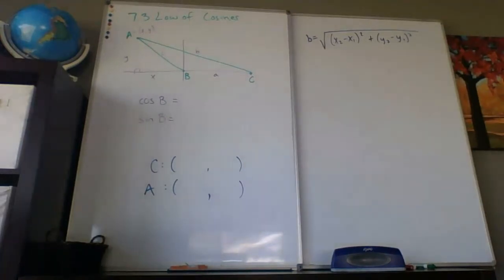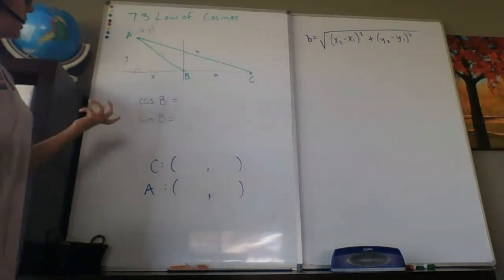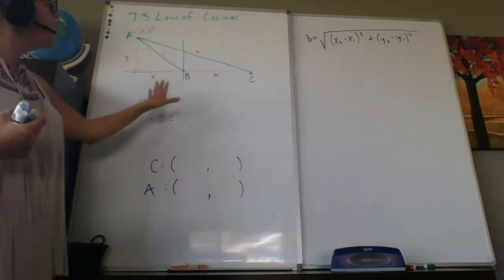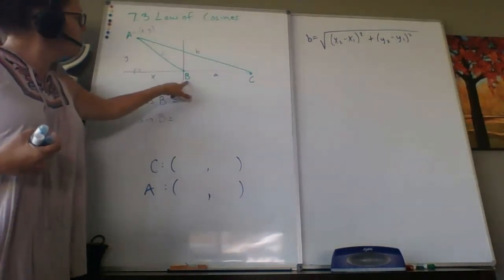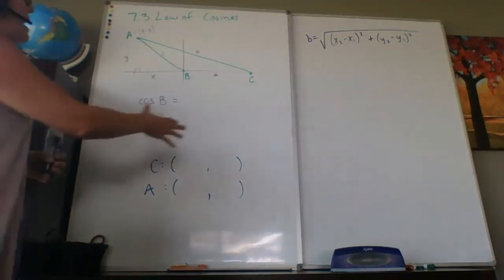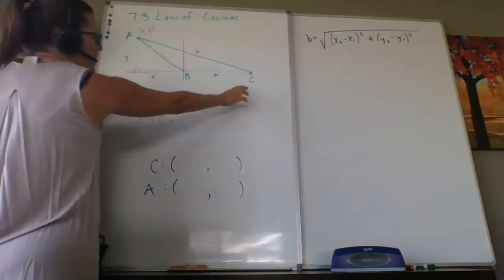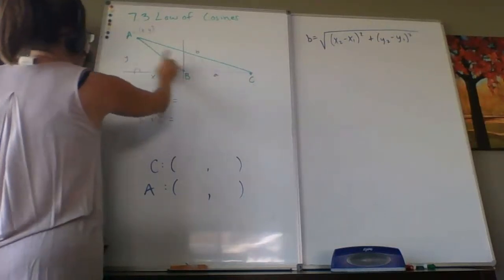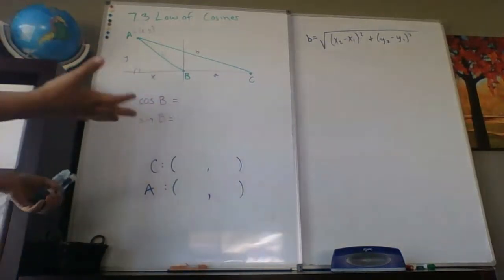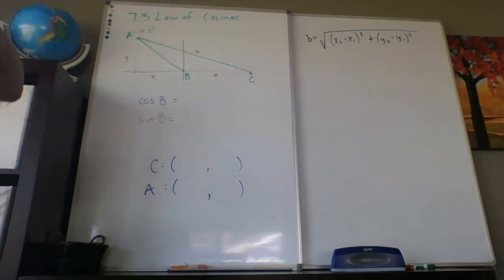So looking at this triangle, in order to prove the law of cosines, you need to put one of your angles at the origin. So we have here ABC, where B is at the origin, C is on the x-axis, and in this case we have A in quadrant 2. A could also be in quadrant 1 if this were an acute triangle.